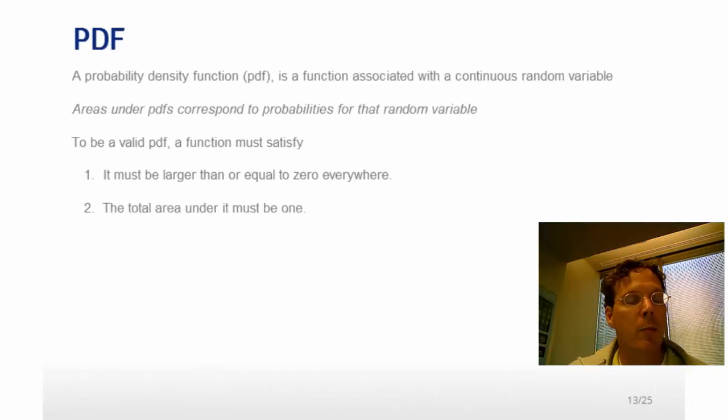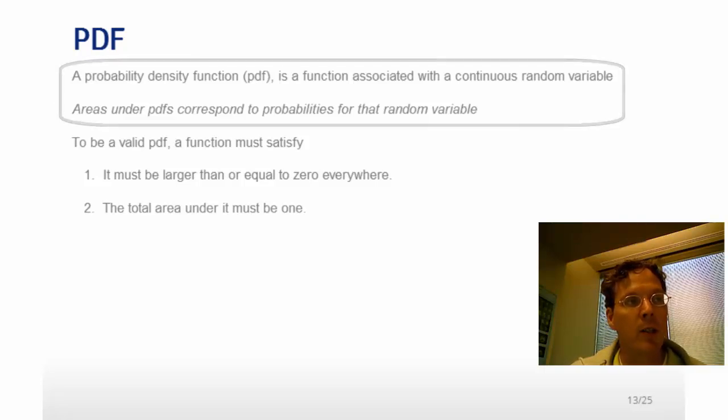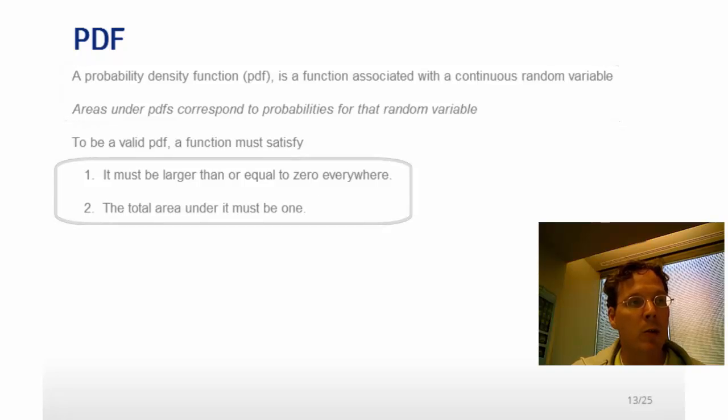In contrast to the probability mass function, which assigns probabilities to specific values for discrete random variables, is the probability density function, which is associated with continuous random variables. Just like a probability mass function has specific rules that it has to follow, a probability density function has specific rules that it has to follow. Specifically, to be a valid probability density function, a function must satisfy being larger than or equal to 0 everywhere, and then the total area under it must be 1.